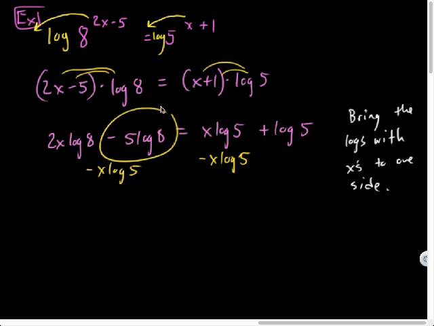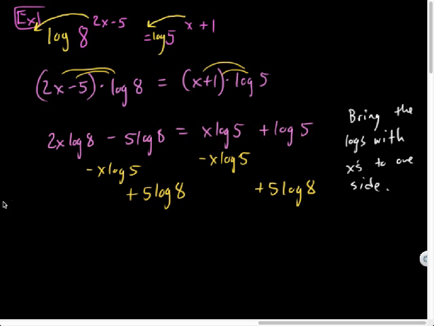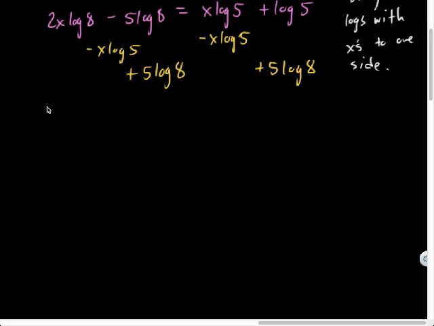And I want to move this to the other side, so I'm going to add 5 log 8 over here. So behold, I'll have over here 2x log 8 minus x log 5 equals, and over here the x log 5s are gone, so I'll have log 5 plus 5 log 8.